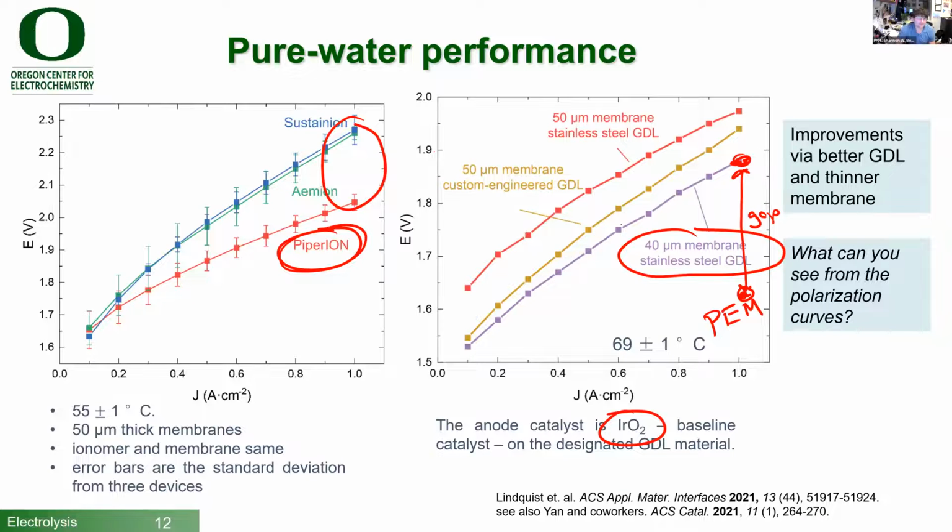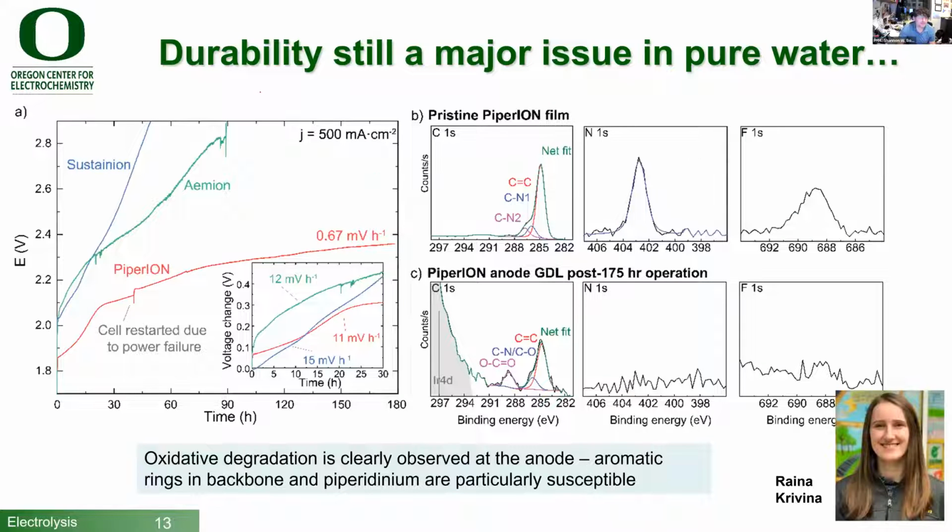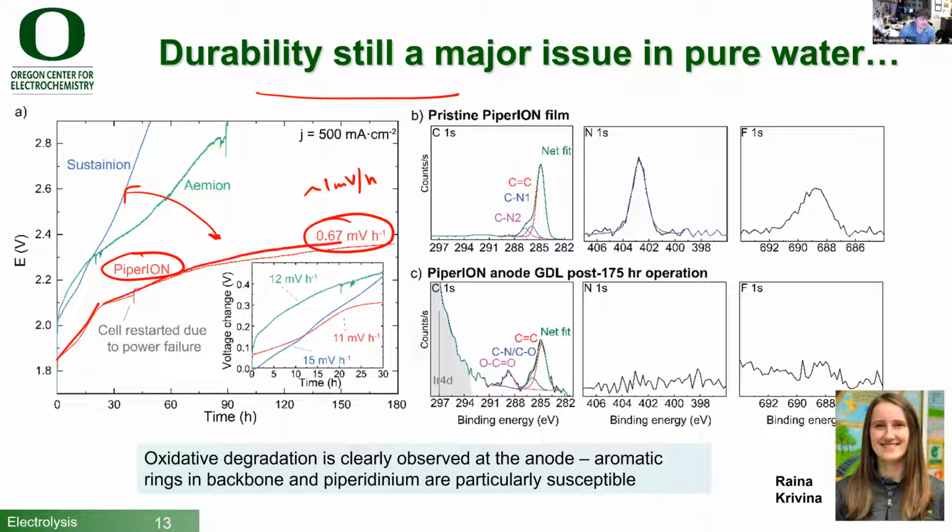So how do we do that? The other problem is durability. Still a major issue. So here's some durability data. And our best one, again, is this PiperION. We don't really know why they're so different, but they're all degrading way too fast. So the best sample is about a millivolt per hour of degradation. There's a fast component and a slower component to degradation. This is only over 180 hours. These need to last 10,000 hours plus, more, really, but that's sort of a minimum test time. So this is very short.